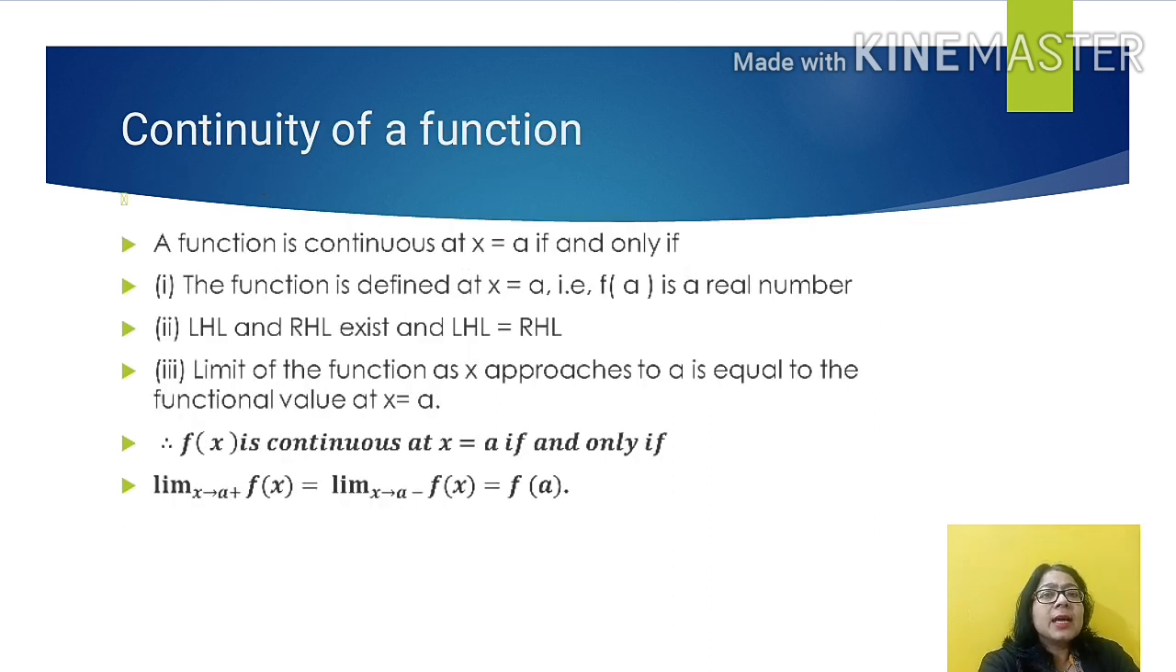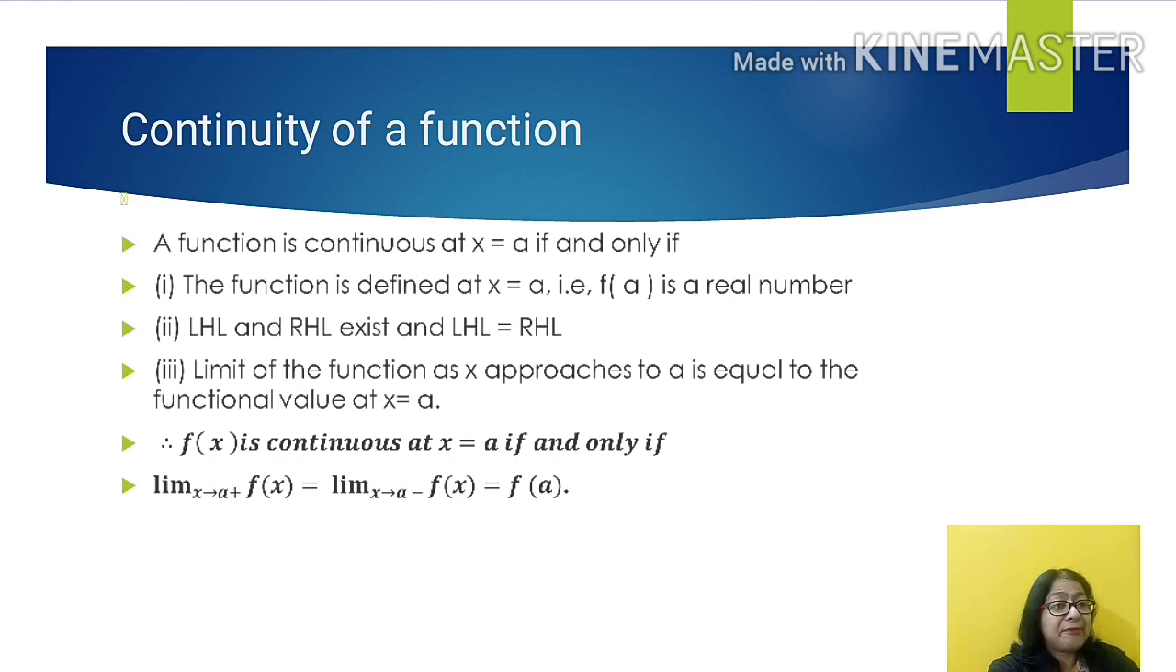Next is continuity of a function. Some conditions are given here. The function is defined at x equals a, that is, a is a real number. Then the left hand limit and right hand limit should exist, and the left hand limit and right hand limit should be equal. And the third point is that the limit of the function as x approaches a is equal to the functional value at x equals a.